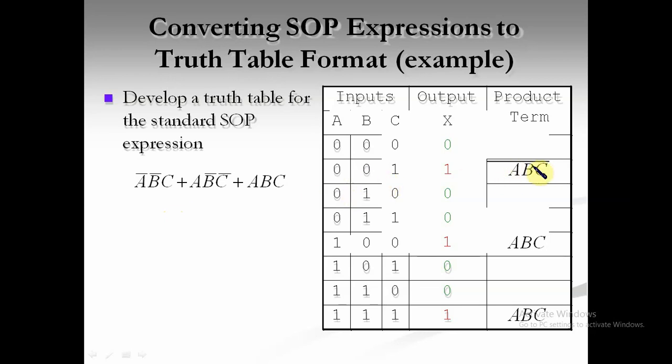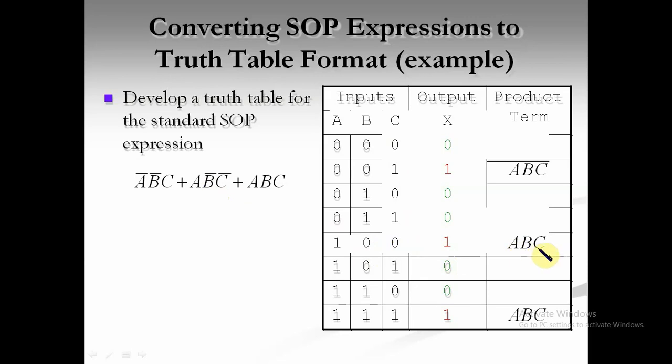Here, A bar B bar C: in C there is no bar, so you consider A is 0, B is 0, C is 1. The output will be 1. That is the product term. Next, A B bar C bar: A is 1, B is 0, C is 0. The output is 1.